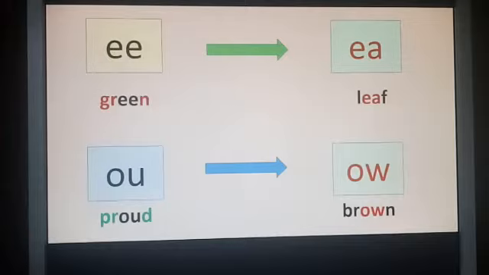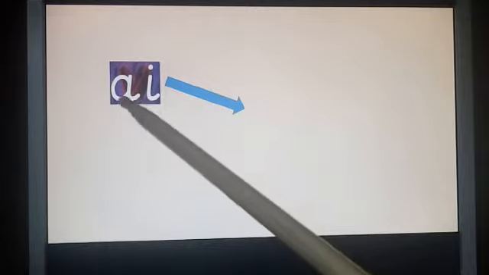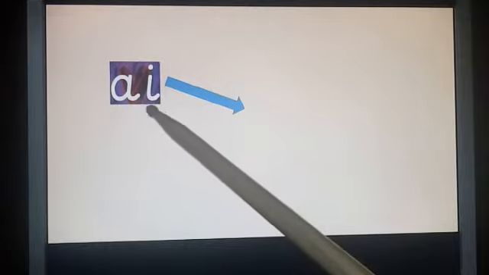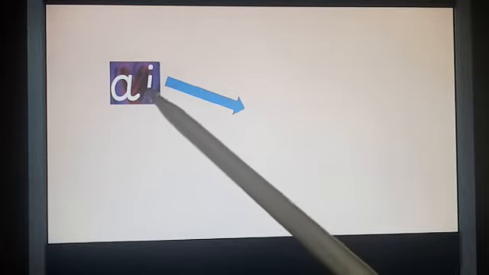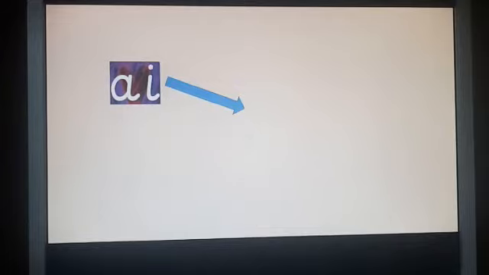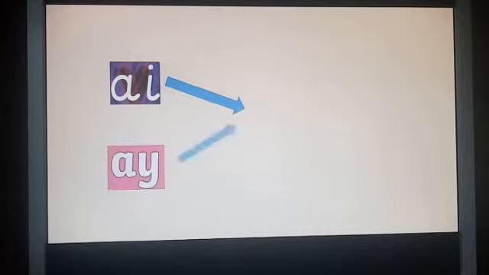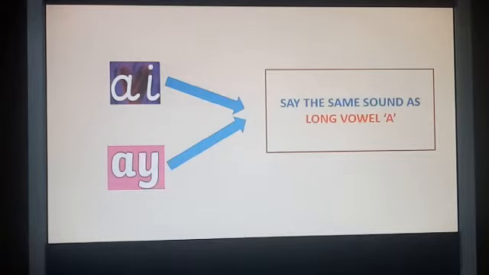In the same way, today I am going to teach you a few more alternative sounds. You all know that AI makes a long vowel and the sound is A. And do you want to know which is the alternative sound of AI? AY is the alternative sound of AI. So what do these two, AI and AY, make? The same sound as the long vowel A.